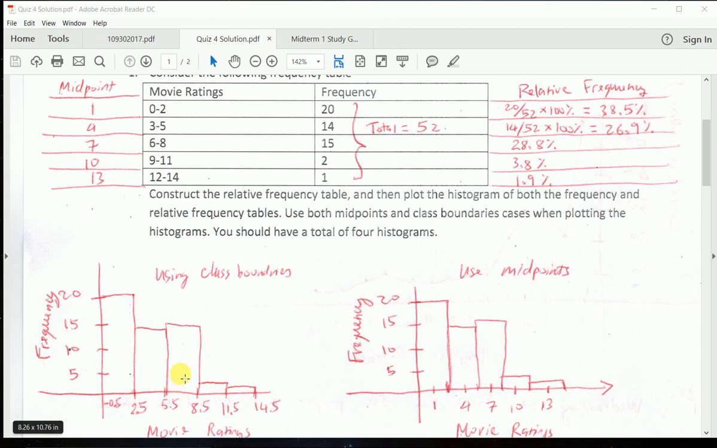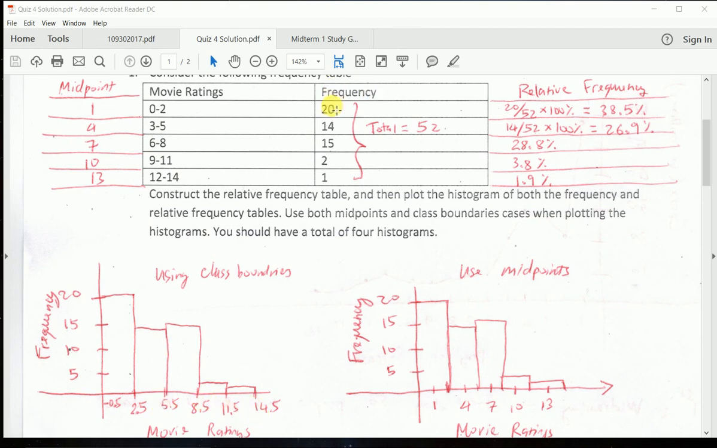Now, first, we have to plot the class boundary. 0 is the lowest, so half a point below that is minus 0.5. The next one is between 2 and 3, which is 2.5. And then between 5 and 6, which is 5.5, and so on.